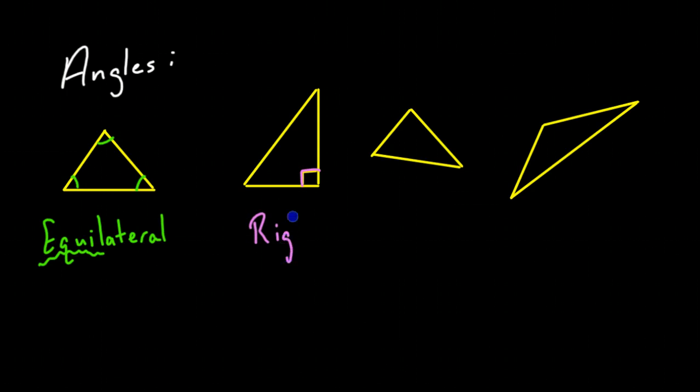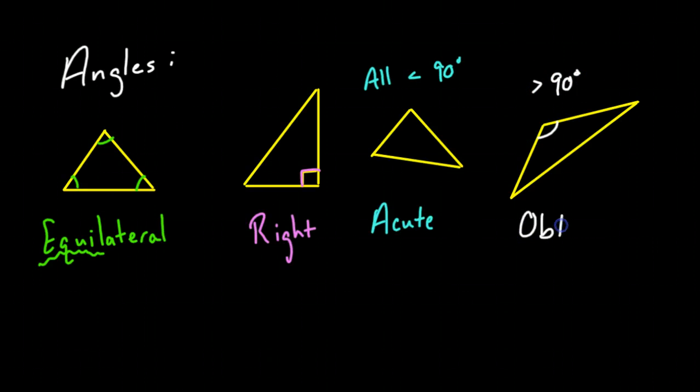The next one's going to be called a right triangle for the right angle. The third one, all angles are less than 90 degrees. So we're going to call that an acute triangle, acute. The fourth one, you've got one angle that is greater than 90 degrees. Therefore, we're going to call that an obtuse triangle.